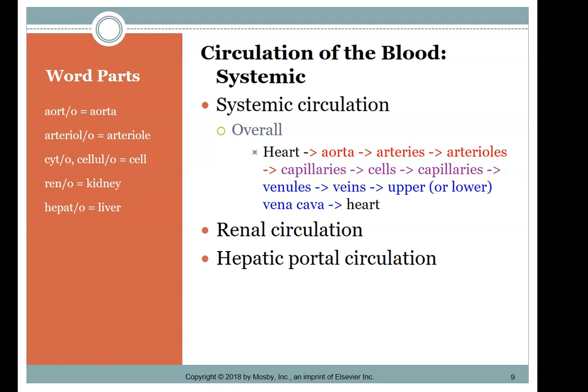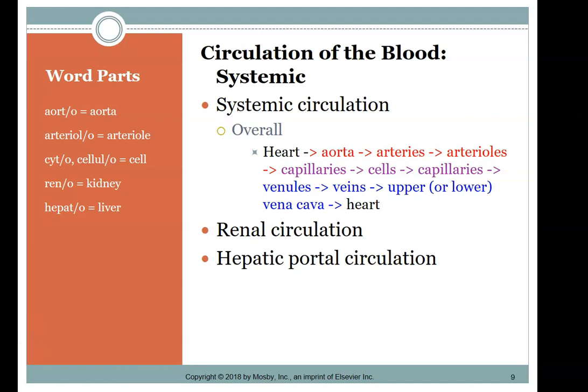Renal circulation is the part of the systemic circulation where the blood passes through the kidneys. The hepatic portal circulation is the part of systemic circulation where the blood flows through the small intestines, collects in the portal vein, then the liver. The purpose is to have the liver filter sugars from the blood and store them as needed.